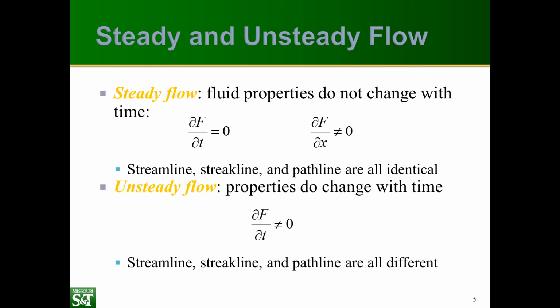In steady flow, it can be proven that the streamline, streak line, and path line all have the same equation. They're all identical. An unsteady flow is one where the properties do change with time, so time derivatives are not 0. And in this case, the streamline, streak line, and path line are all different. They don't follow the same line. Now, steady flow is a useful idealization that we can use to simplify a lot of problems, and then we don't have to worry about how the flow is changing with time.